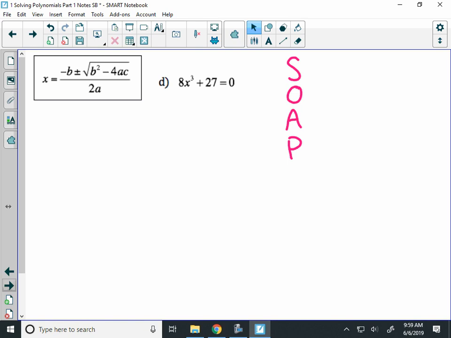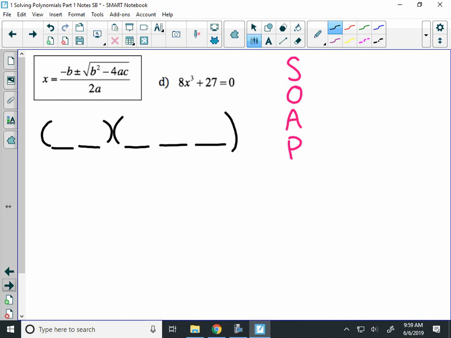Now, in order to factor this, you're going to have two sets of parentheses. You're going to have a short set of parentheses that has 2 blanks in it that you're filling in, and a long set of parentheses with 3 blanks. In order to fill in the blanks, you have to take the cube roots of each of the original terms. So the first blank here, I take the cube root of 8x cubed. That would be 2x. That goes on my first blank.